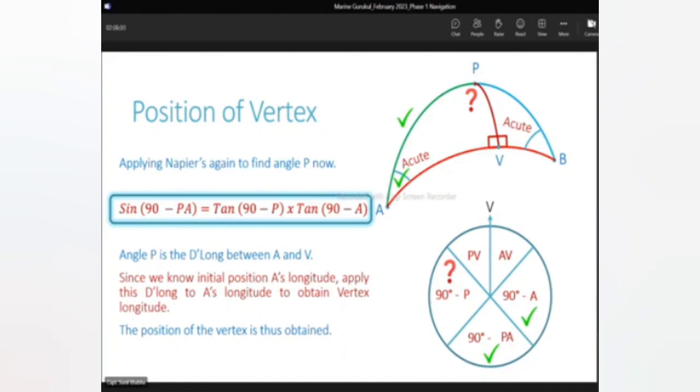Angle P is the d long between A and B, and after that... That's right. Angle P is the d long between alpha and Victor. So the initial position of the ship is given to us in the question. Position of A and position of B is known. So we have A's longitude. We know what is the d long between alpha and Victor. If you apply this d long to the longitude of A, you will get the longitude of the vertex.